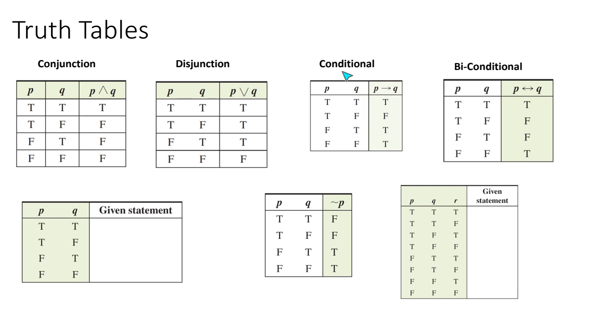And then the last one, and we'll talk about conditional and biconditional in more detail later, probably next week. But for the biconditional, it's whenever the two statements are the same that it's going to be true. So if they're both true, then it's true. If they're both false, then it's true. Otherwise, it's going to be false.